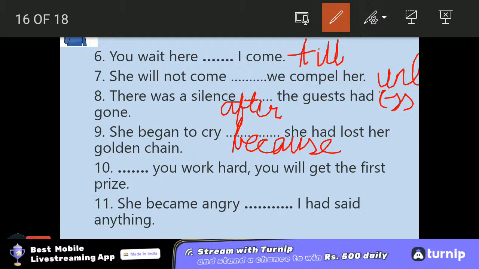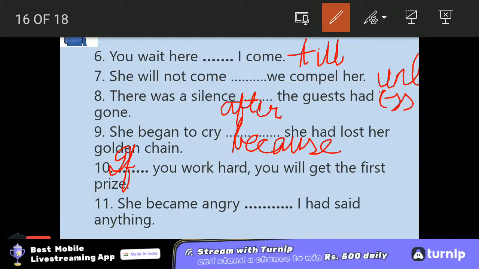Next, dash you work hard dash you will get the first prize. Now it's a situation basically. अगर कंडीशन है, और कंडीशन के लिए कौन कौन से कंजंक्शंस यूज होते हैं, वी हैव डिस्कस्ड. अनलेस, प्रोवाइडेड, दैट, सपोजिंग, इफ. सो इफ you work hard you will get the first prize.